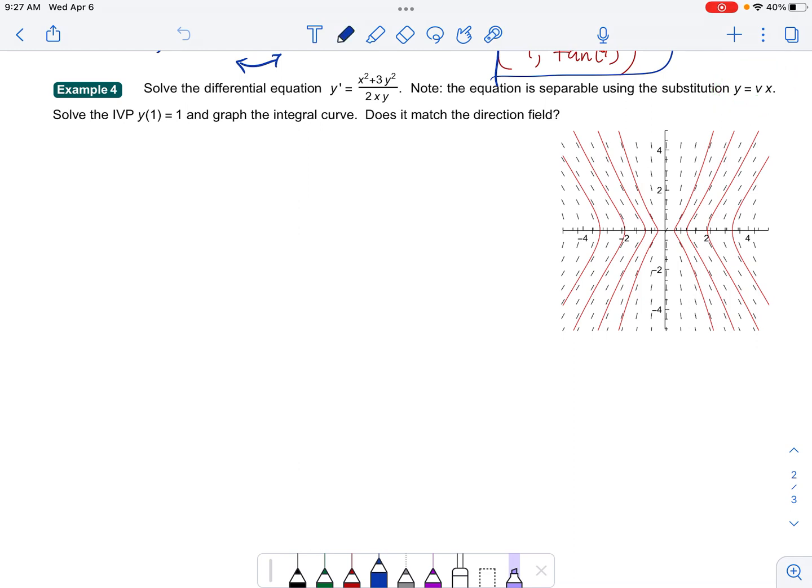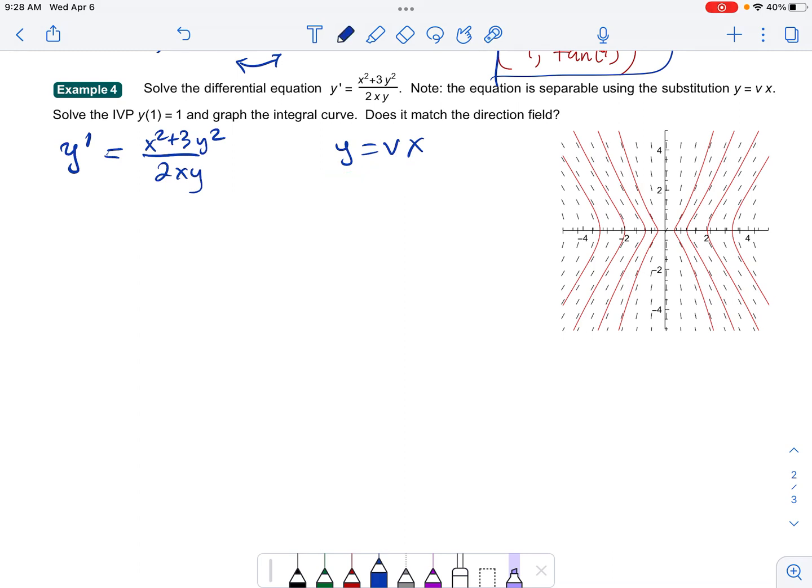I'm just going to rewrite the original equation. So y prime is equal to x squared plus 3y squared, all divided by 2xy. My substitution is y equals vx. So not only do we need to substitute in this expression vx for the two y's on the right-hand side, we also need to substitute in what y prime is equal to. So I first need to take the derivative of this substitution equation.